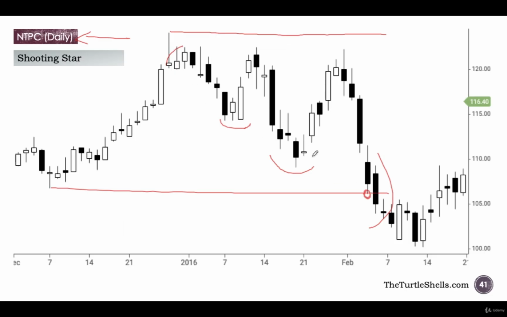There are other ways of exiting the market, which is not the scope of this video or this module. So that's the stop loss, that's our entry point, and we can expect the prices to go down from here. Okay?